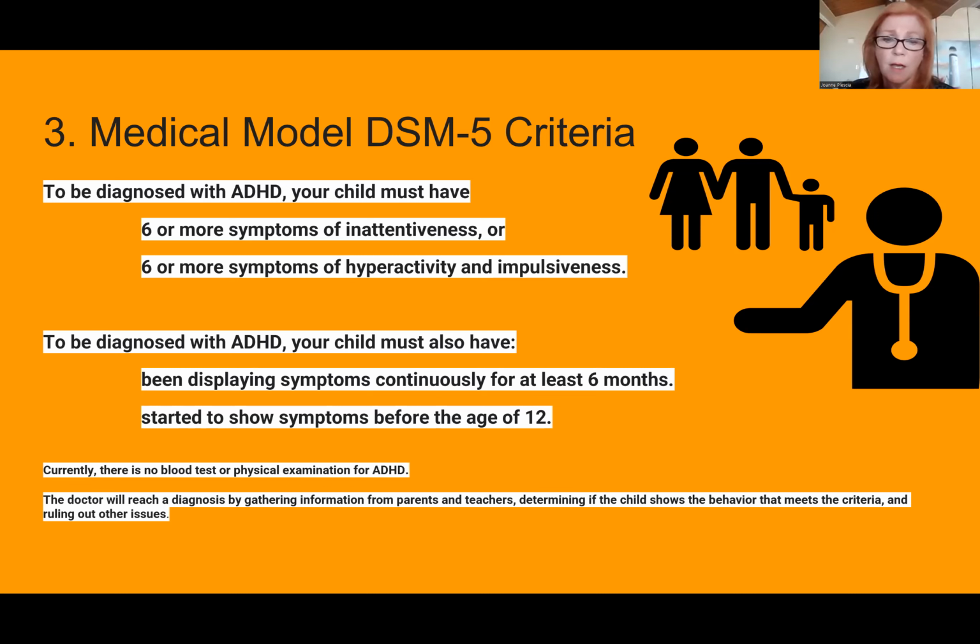Okay, so we talked about the educational system. We talked about the abuses and excuses for using ADHD. Now we're going to talk about the medical model. And for the medical model, to be diagnosed with ADHD, your child must have 6 or more symptoms of inattentiveness or 6 or more symptoms of hyperactivity. Now, on the previous screens, those were the 6, actually 7 or 8 symptoms for each of those. And to be diagnosed, the child also has to be displaying the symptoms for more than 6 months.